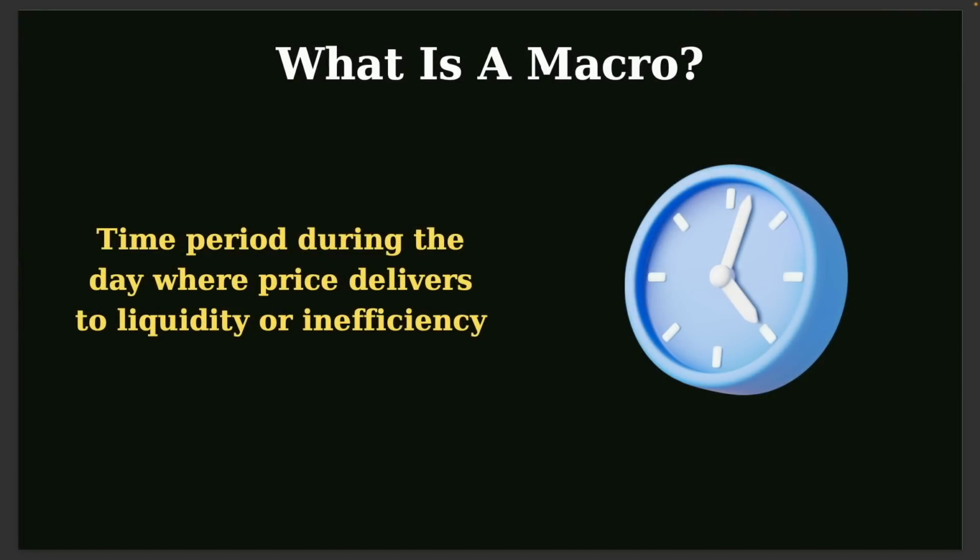Now we can combine change in the state of delivery with macros. So before we continue and look deeper into change in the state of delivery, let's talk about macros real quick. I'm sure most of you are aware, but if you are not, a macro is just a time period throughout the day where price is coded to deliver to liquidity or an inefficiency. In other words, during this time period in the day, we're expecting price to move. We're expecting price to do something.